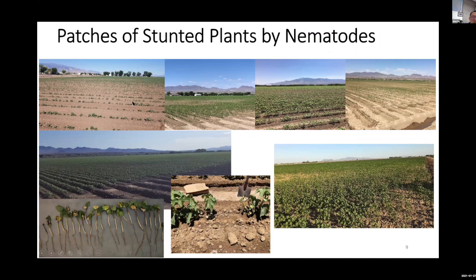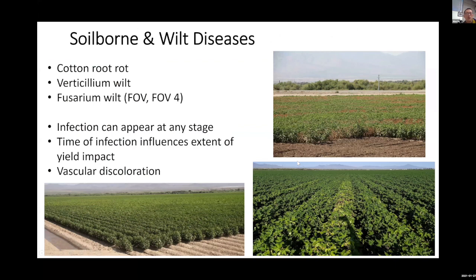So this is some of the fields I scouted last season, and as you can see, we do have some fields with this issue, poor stand, and again, this nematode problem will also exacerbate the seedling disease issue, because it makes the cotton plant very vulnerable to attack by some of those seedling pathogens, and they always go together. And now I'm going to switch to the soil-borne and wilt diseases.